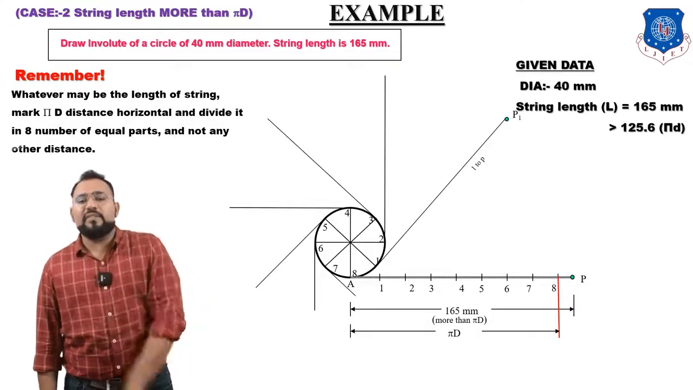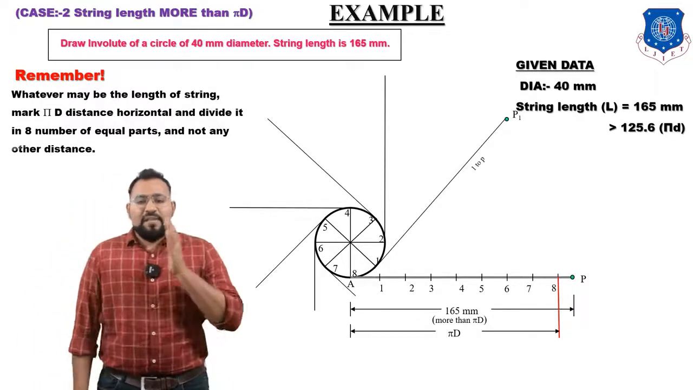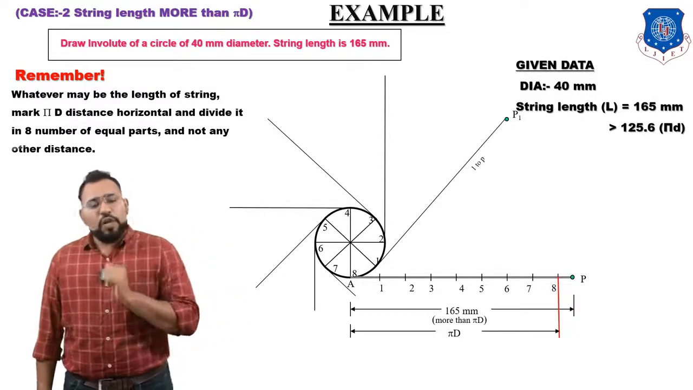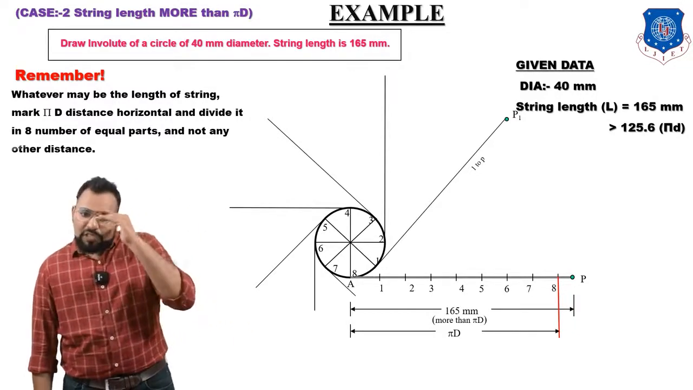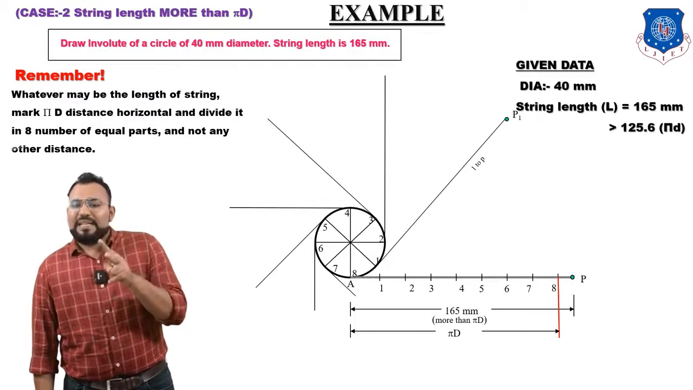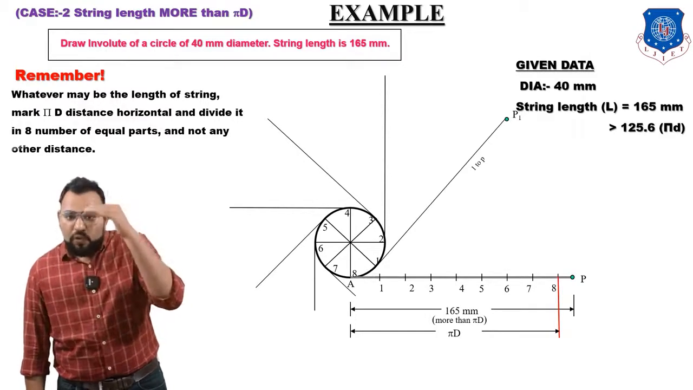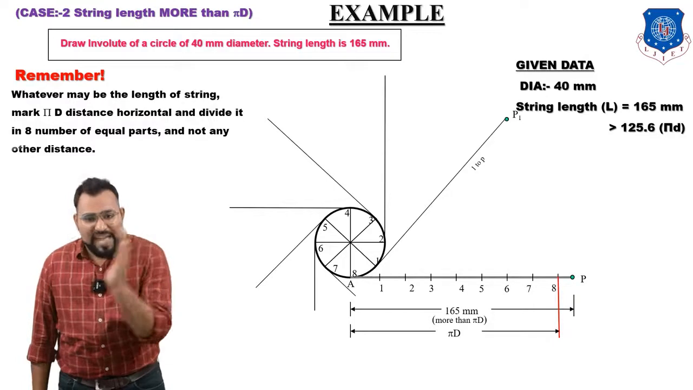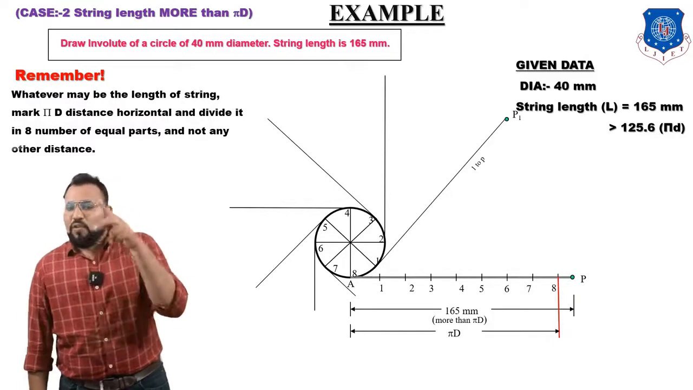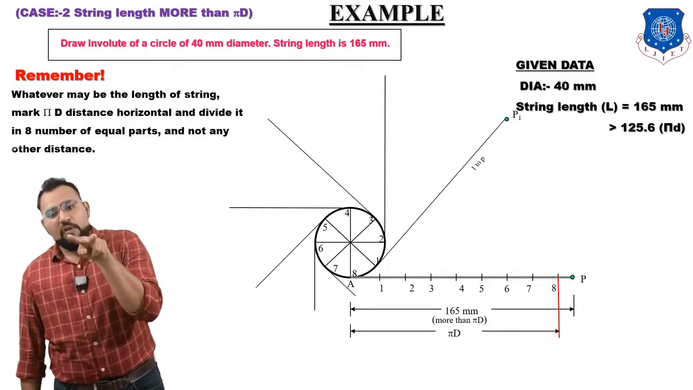So whenever it intersects, it will be point P1. Now in the same way for point 2, what will you do? Come on to the string length and mark a distance equal to 2 to P. When I say string length, you have to see the line AP. In line AP, you have to take a distance equal to 2 to P. Now you have taken the distance.